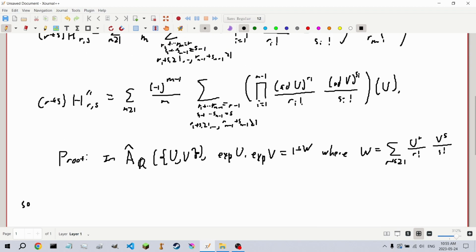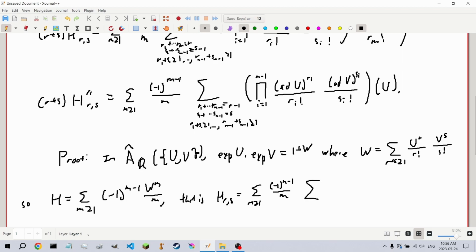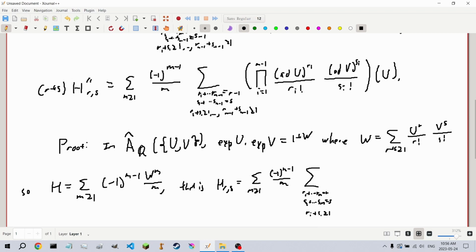So we have that h is the sum for m at least 1 of (negative 1)^(m minus 1) of w^m over m. That is, h_{r,s} is the sum for positive m of (negative 1)^(m minus 1) over m of the sum for r_1 through r_m being equal to r, s_1 through s_m being equal to s, and each r_i plus s_i at least one, of the product from i equals 1 to m of u to the r_i over r_i factorial, v to the s_i over s_i factorial.